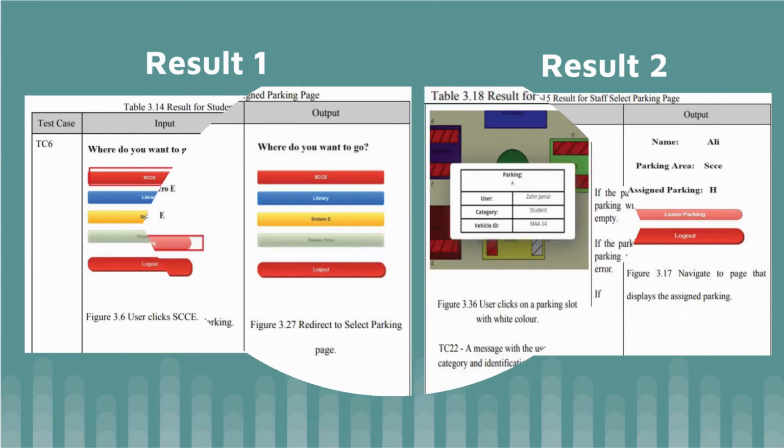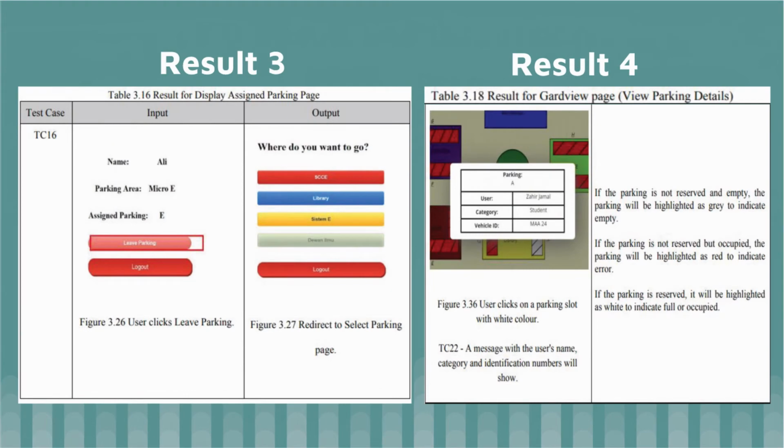User has an assigned parking, they are given the option to leave the parking. When the user decides to leave the parking, the respective parking is set to vacant and the user is redirected to the option page. For an example, in test case 16, Ali has clicked the leave parking button and it will redirect to the select parking page again.